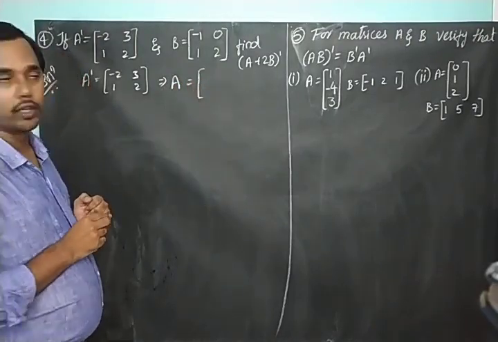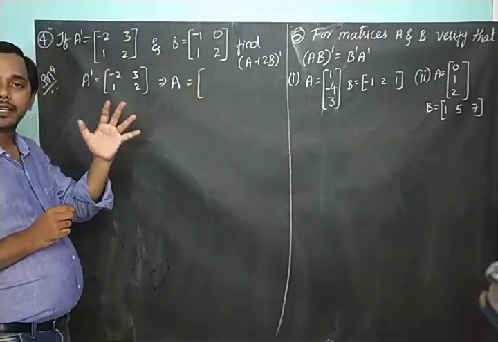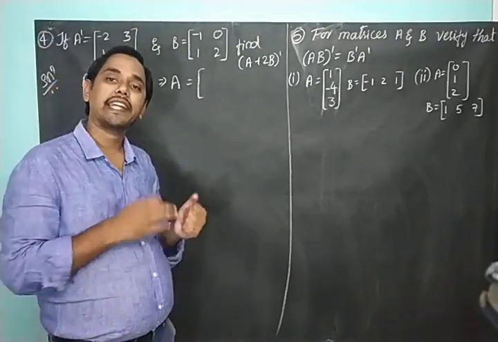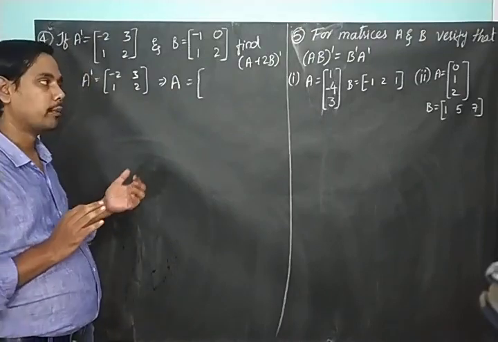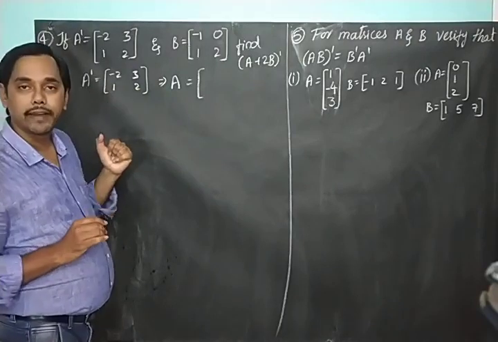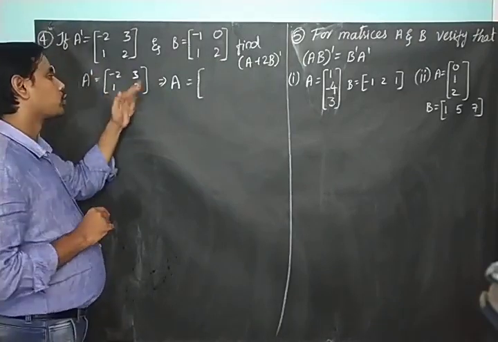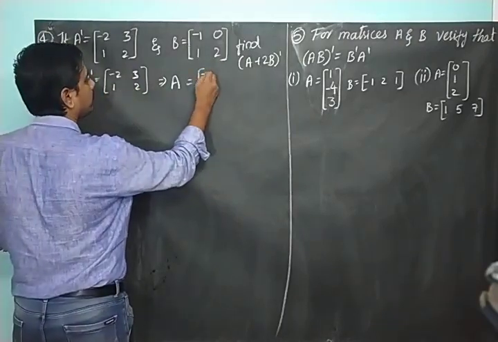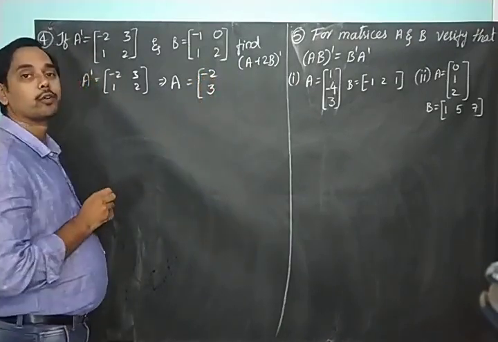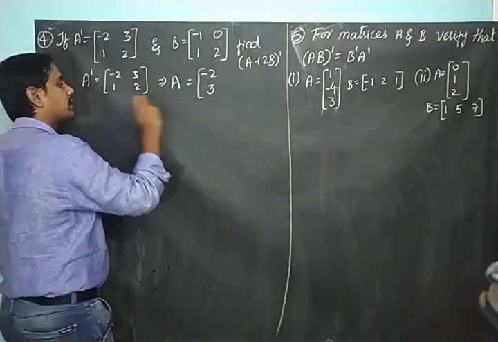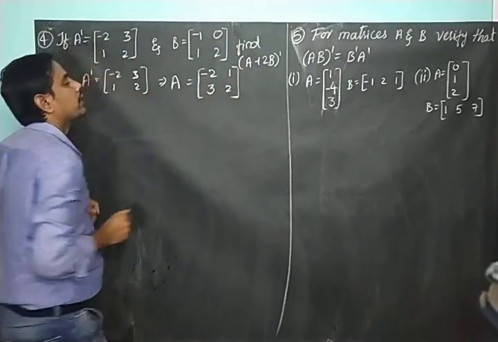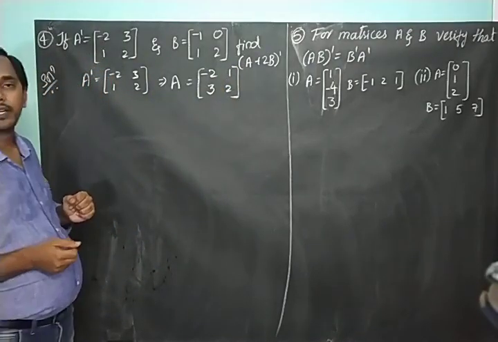Interchanging rows and columns. If you have A and need A dash, interchange rows and columns. If you have A dash, then to get A, you also need to interchange rows and columns, as I explained previously. So A dash is there, and we need to get the value of A. The first row should be converted into the first column, minus 2, 3, and the second row should be converted into the second column. So now we got the value for A.